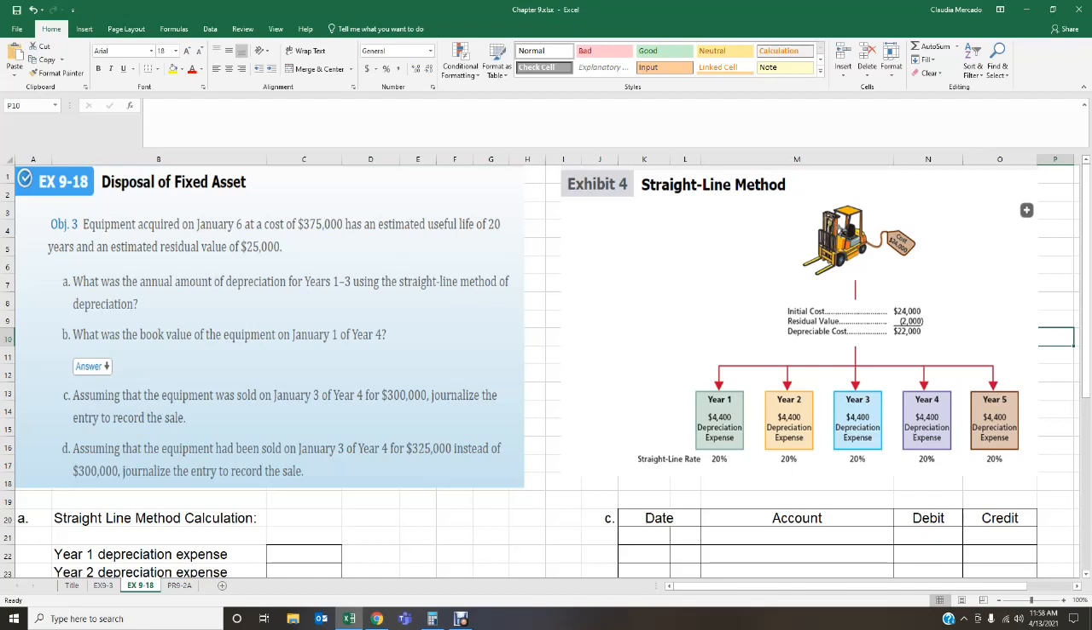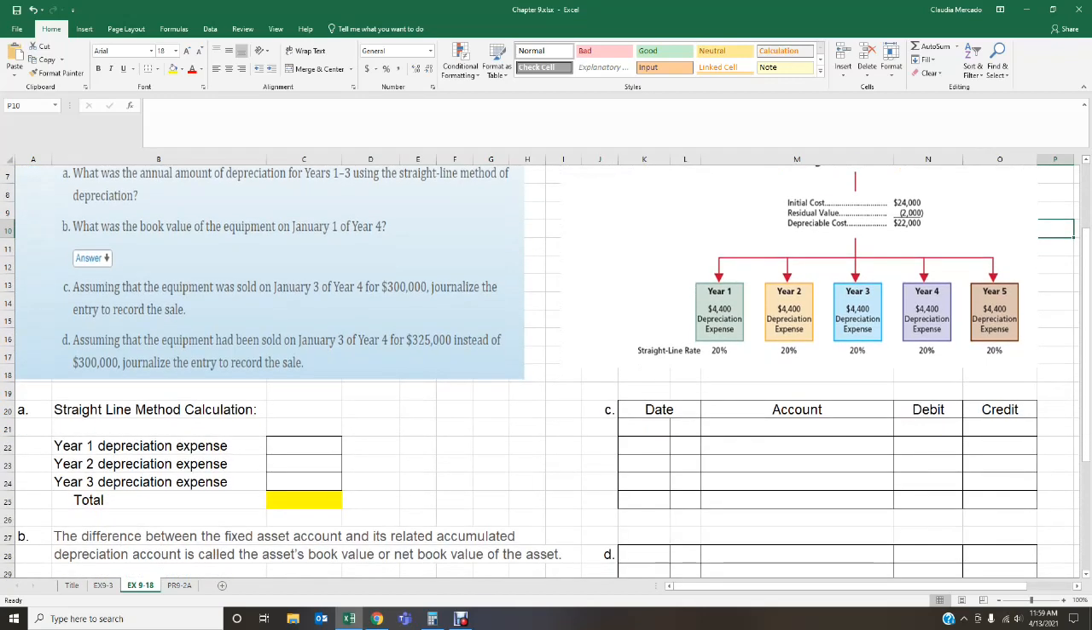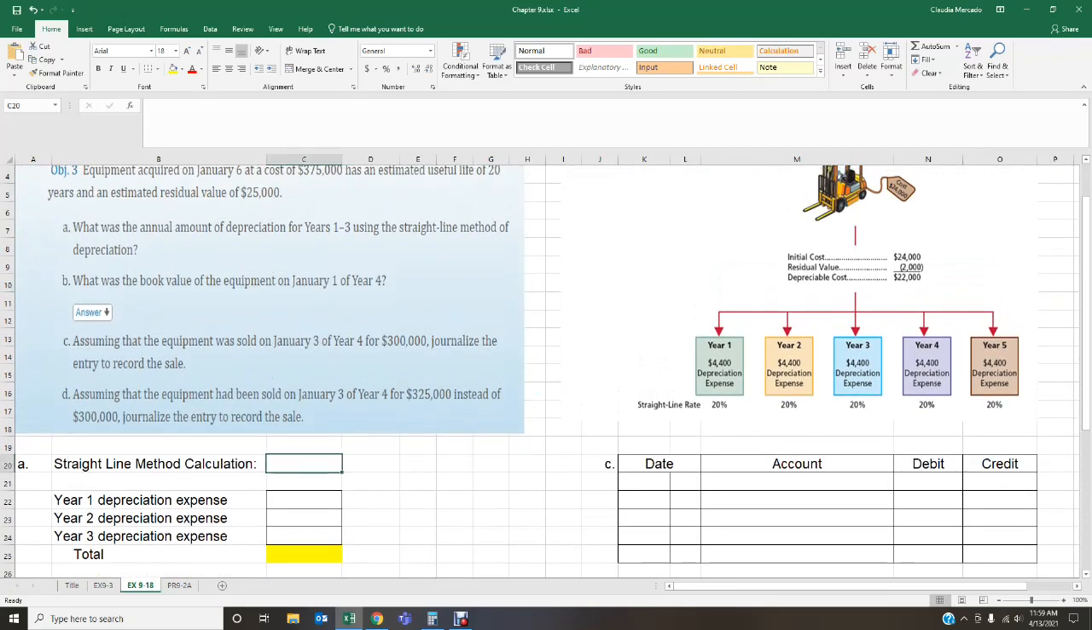The first requirement is to figure out the depreciation for years 1 through 3 using the straight line method. I obtained this Exhibit 4 for the straight line method from your ebook. Basically, to calculate your depreciable cost, you have to get the initial cost of the asset, subtract any residual value to get the depreciable cost. Once you get the depreciable cost, then you divide that over the useful life. And it's going to be the same amount, the equivalent amount every single year.